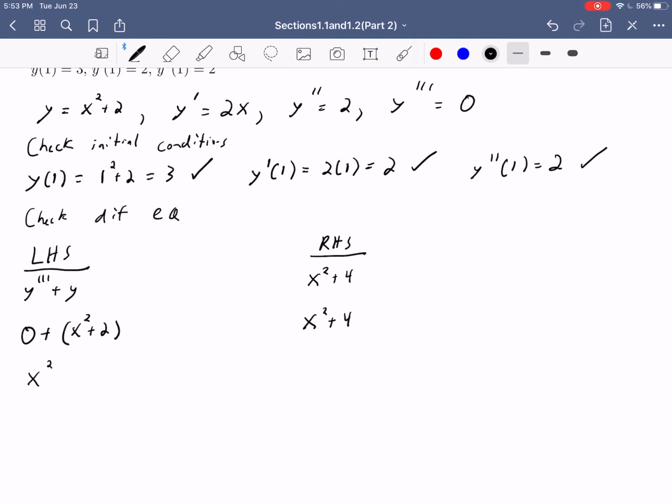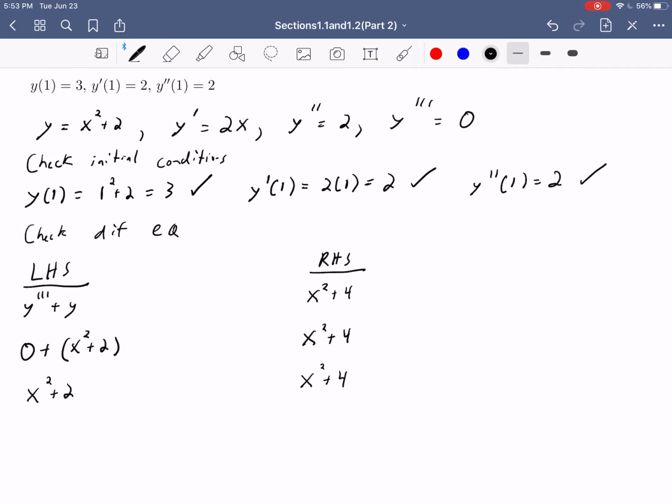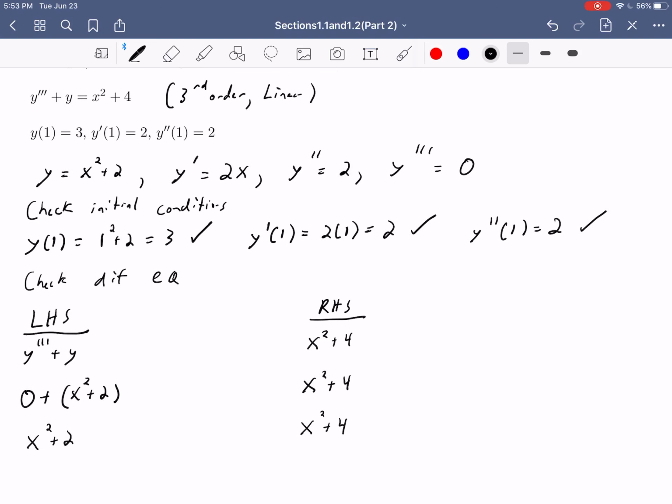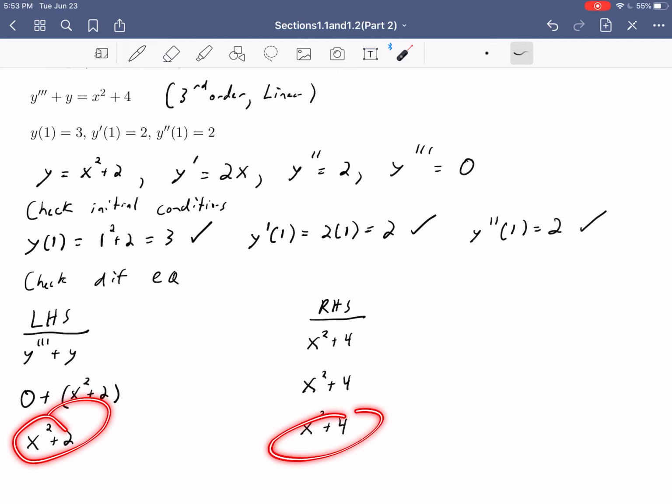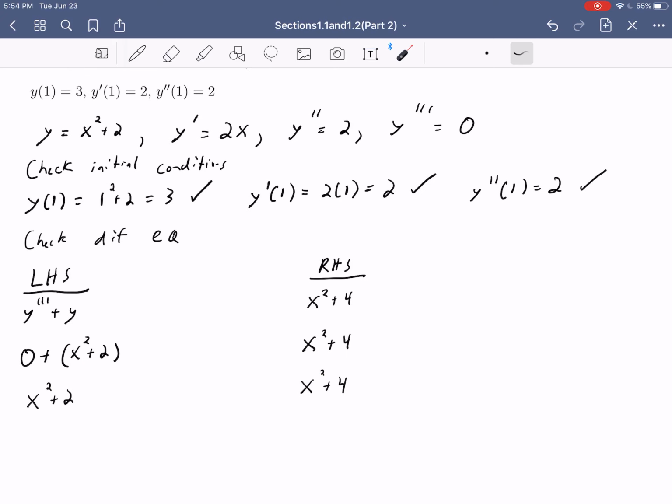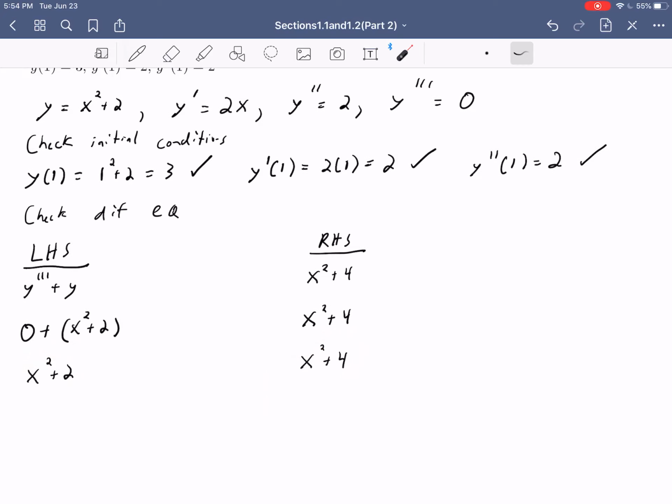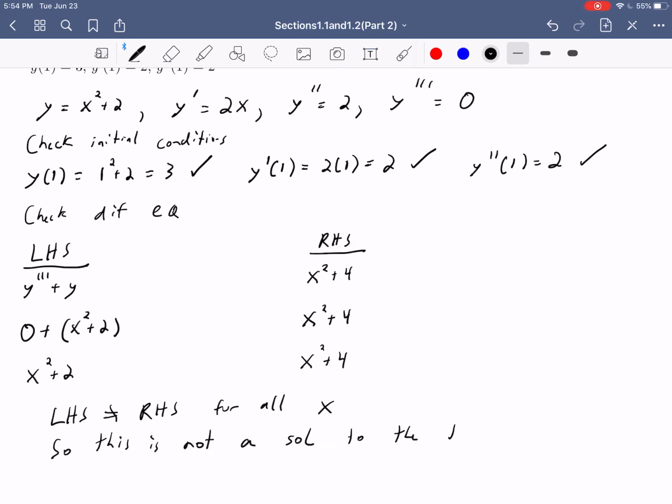And here we get x squared plus 2. Over here we get x squared plus 4. So what we can see here then is that unfortunately this left-hand side does not always equal this right-hand side. It doesn't ever equal it, because if you try to solve x squared plus 2 equals x squared plus 4, you'll never get any solution. Doesn't matter though, it's not always true, right? So the left-hand side does not equal the right-hand side for all x. So this is not a solution to the IVP.